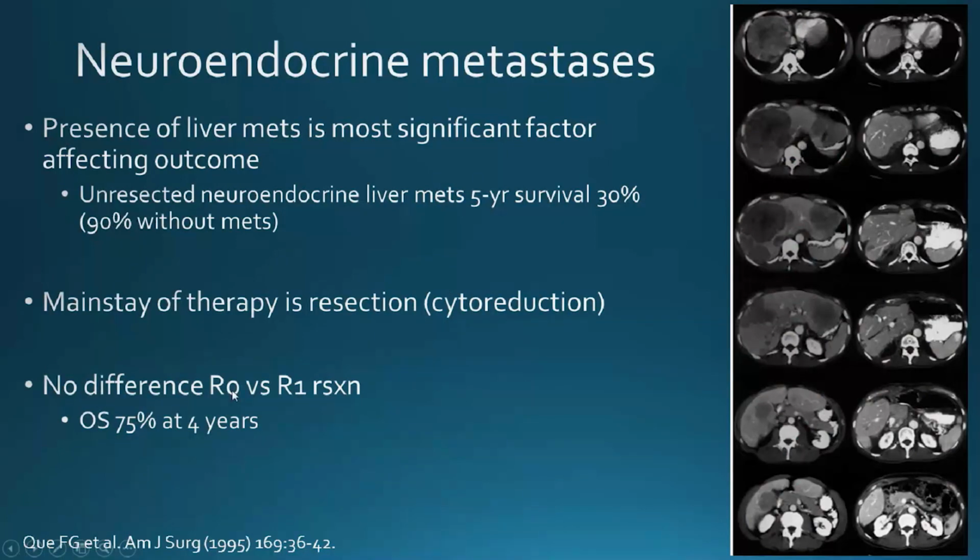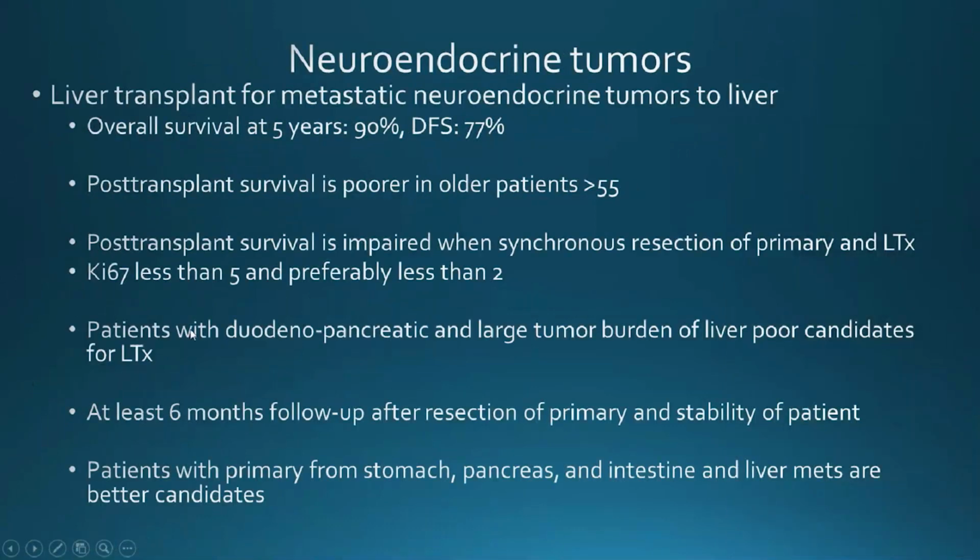Really there is no difference if we do complete resection with zero margin or even positive margin, or we leave some tumors behind, because overall survival is 75% at 4 years if we can debulk and do cytoreduction therapy. So when we do transplant in these patients, overall survival at 5 years is 90%, and disease-free survival is 77%.